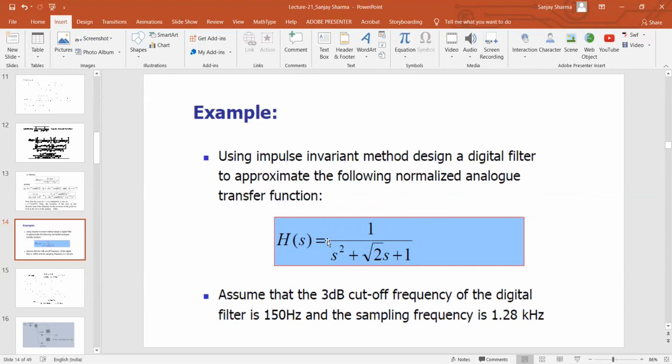So we are designing by the impulse invariant method, and this is the filter given. This is the second order Butterworth filter. It's an all pole filter, a low pass filter, a second order filter prototype. Assume that the 3 dB cutoff frequency of the digital filter is 150 Hertz, and the sampling frequency is 1.28 kilohertz. We have to design a digital filter to approximate the following normalized transfer function. I mean, this is a normalized transfer function and we have to use this.